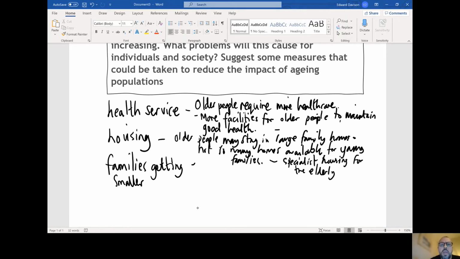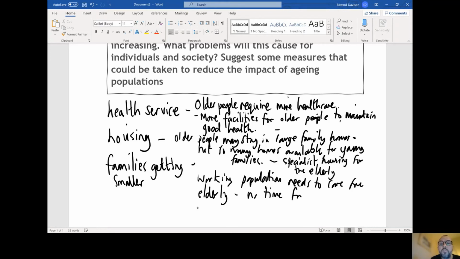suggest that because the working population needs to care for the elderly, there's no time for families of their own. Okay. Most notably, if a couple have elderly relatives to take care of, both partners in that couple are going to need to maintain a job in order to support those people. That means there's going to be less time for having children.